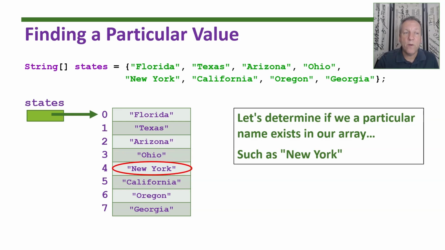I found it. Now remember, I just want to know if it exists or not. We can stop traversing here. This algorithm is a little bit different than the other ones in this video because I don't need to loop through the entire array. Once I found the existence of New York in the array, I'm done. All right, let's put our algorithm to code.